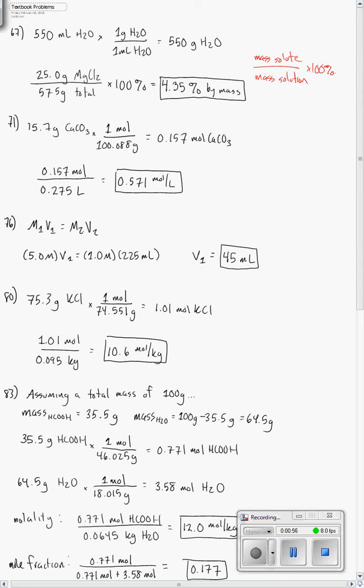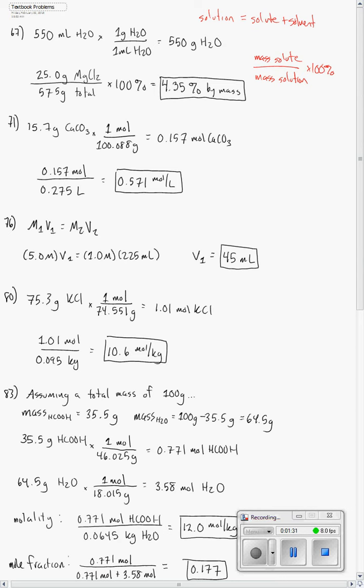In this case, our solute is magnesium chloride, and we're told in this problem that we've got 550 milliliters of water. We want to know what our percent by mass is. So water is our solvent, and it's important to remember that the solution is equal to the solute plus the solvent. So in calculating the mass of our solution, we're going to need to figure out what the mass of our solute is and what the mass of our solvent is. We're given the mass of our solute. We have 25 grams of magnesium chloride, and we're told that there are 550 milliliters of water.